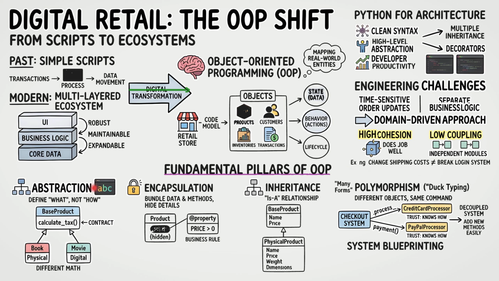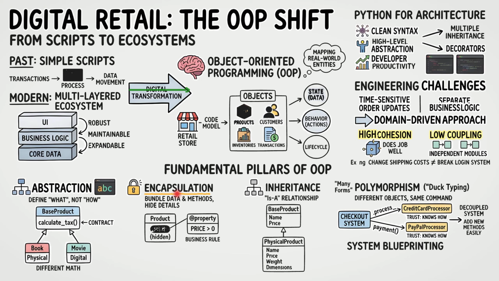Let's walk through them. First is abstraction. Abstraction lets us define what a system must do before we worry about how it does it. In Python, we use the ABC module to establish a strict contract. Look at this base product. It dictates that any product in our system must have a way to calculate tax. It doesn't matter if it's a physical book or a digital movie. The system knows it can calculate the tax, even though they will inevitably use different math to get the final number.